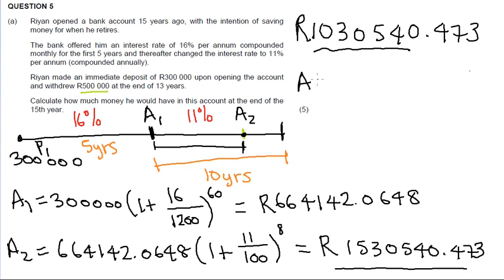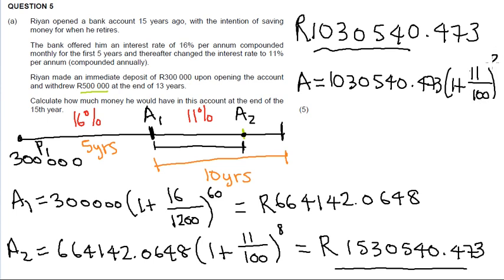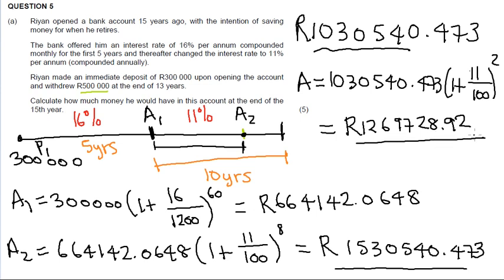So the final answer will be A is equal to P, which is 1,030,540.473, into 1 plus the interest rate, which is still 11% per annum compounded yearly, for a further 2 years. Final answer becomes 1,269,728.917. In 2 decimal places, we could just say 92 cents. That's the final answer.